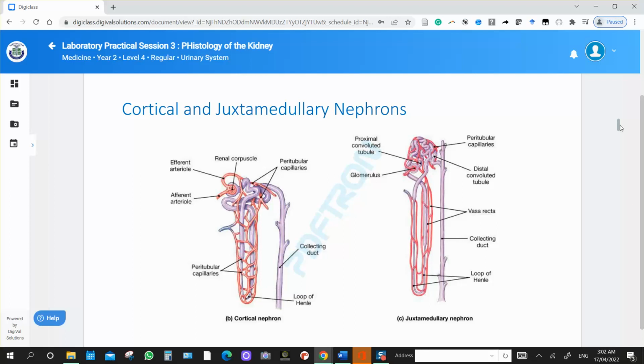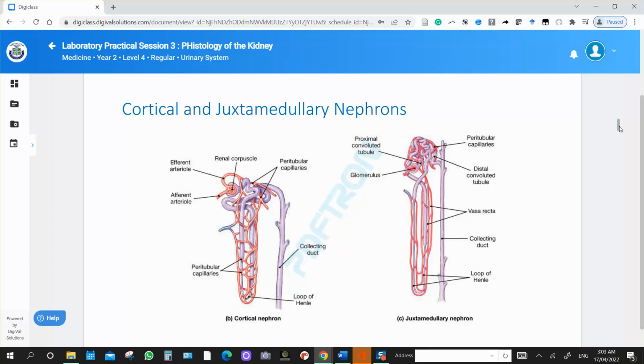The cortical nephrons are present in the superficial surface of the cortex, and the loops of Henle are short, whereas the juxtamedullary nephron is present close to the medulla, and they have long loops, and the blood vessels related to the loops are called vasa recta. Here the blood vessels related to the cortical nephron loops are called peritubular capillaries. The cortical nephrons are more in number compared to the juxtamedullary nephrons.